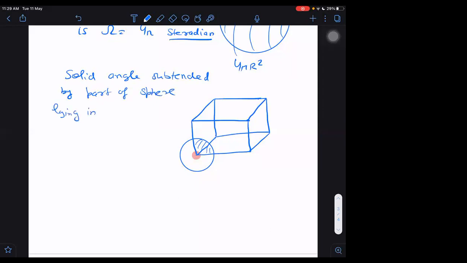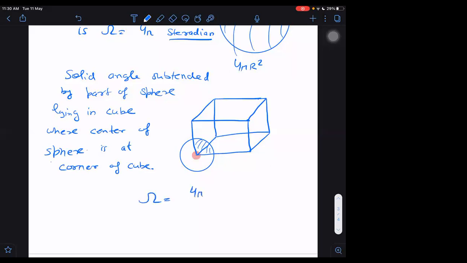Solid angle subtended by the part of the sphere lying in the cube, where the center of the cube is not the center of the sphere. The center of the sphere is at the corner of the cube. So the answer is pi by 2 steradian.